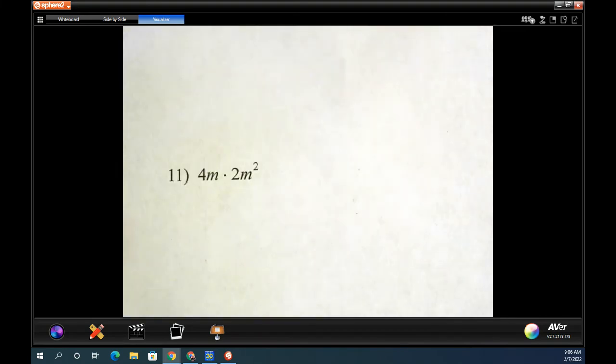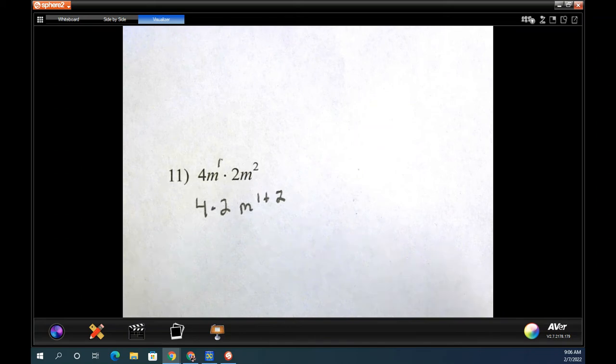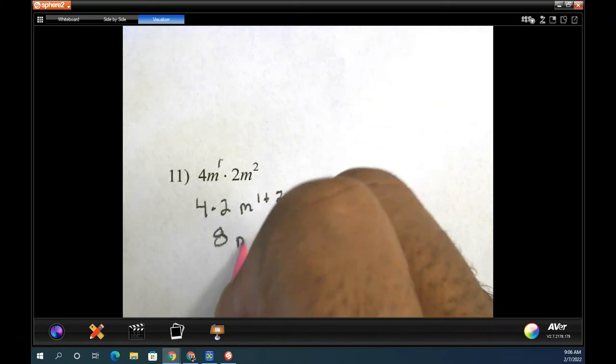Okay. What power is this m to? What is it understood to be? To what power? First, to the first power. So this is 4 times 2 times m to the 1 plus 2. 4 times 2 is 8. 1 plus 2 is 3. Try number 12. See if you can get number 12.